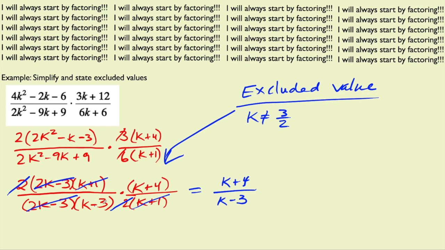This would be k minus 3 equals 0, so k can't equal 3. This 2 doesn't have a variable with it, so it doesn't matter. And then k plus 1 equals 0, so k can't equal -1. So those are our 3 excluded values for this problem. Okay, so that's an example of multiplying. Keys, do not multiply it out. Factor and cancel. Okay, can't stress that enough.